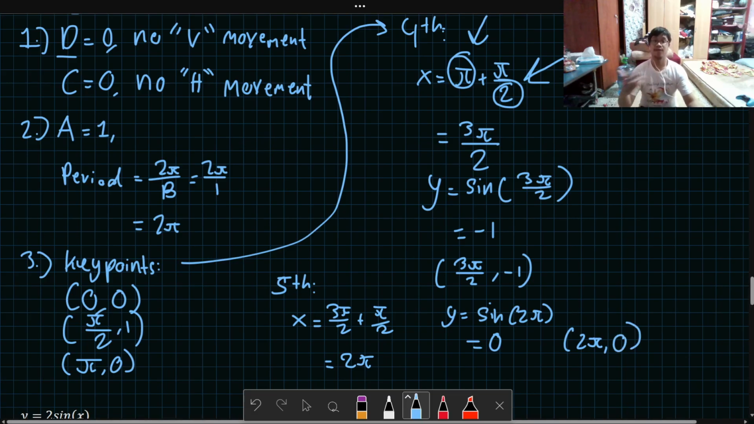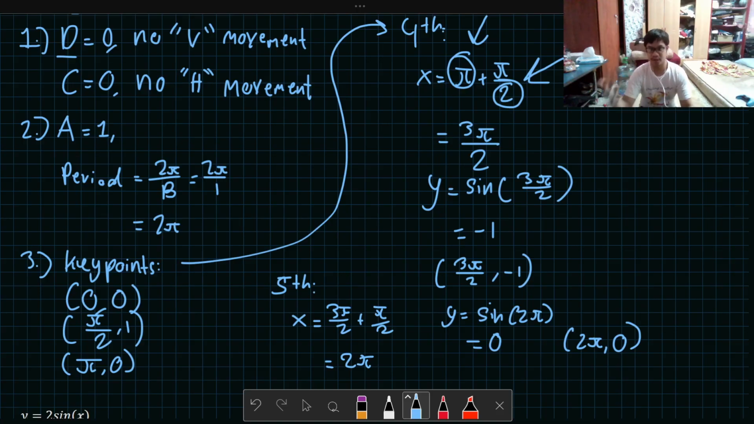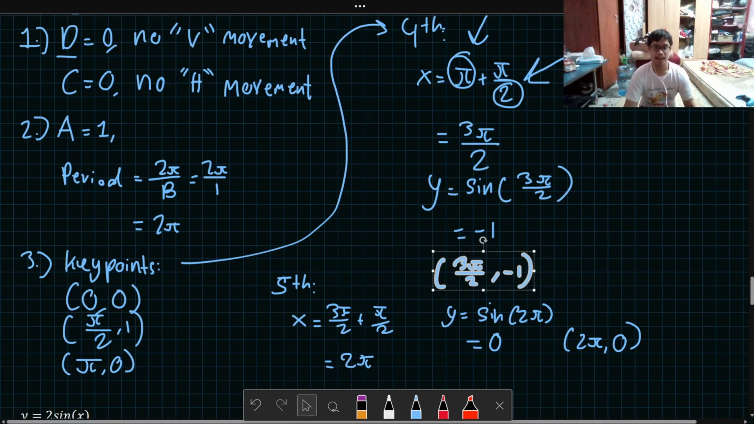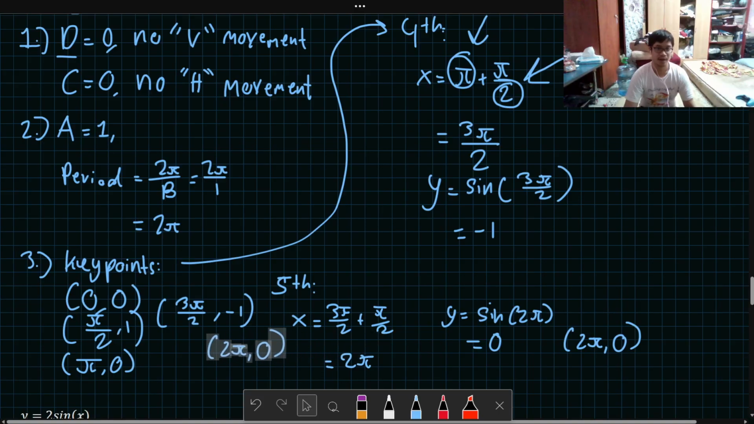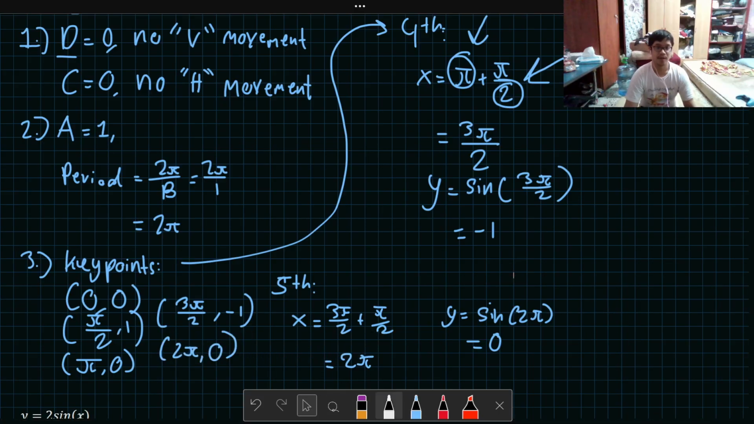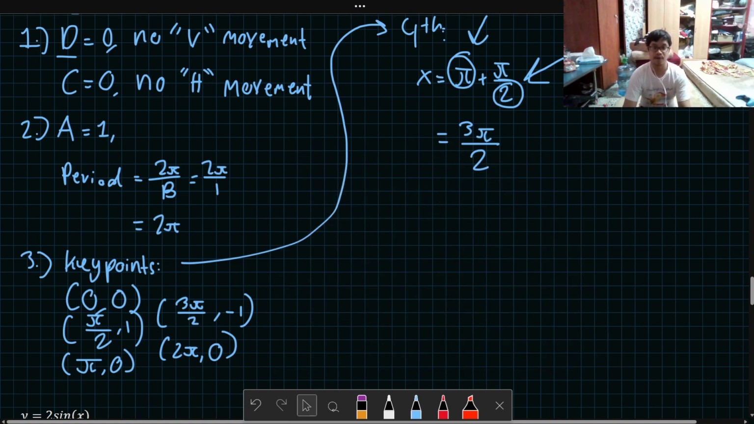Okay? So now you found the key points, the fourth and the fifth. Now what we're going to do is copy them here. We're going to move them here. This is the fourth key point, all right? Don't be confused by it. And this is the fifth key point. Then let's erase them and we will do the fourth step, which is to trace the key points.